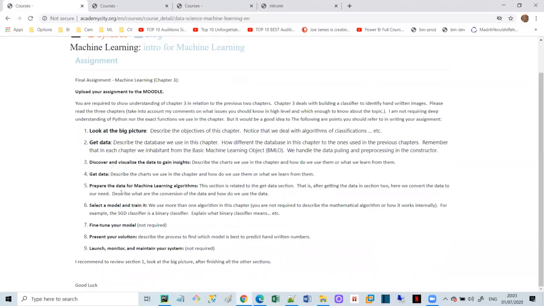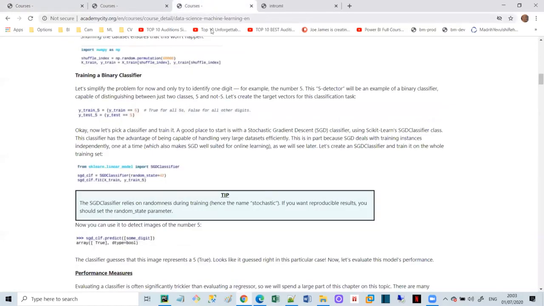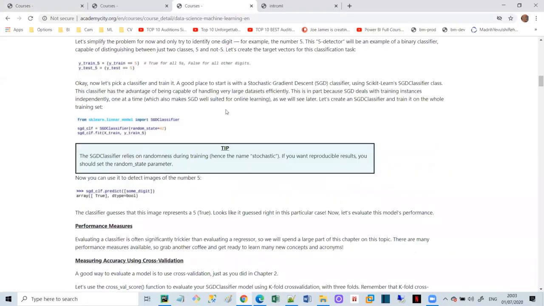What's the next stage we have? Refer also to chapter 2, okay? Now we have selecting a model. Which model do we use to train this algorithm? So if we go and see, we used an algorithm called SGD, by the way, it's stochastic gradient descent.